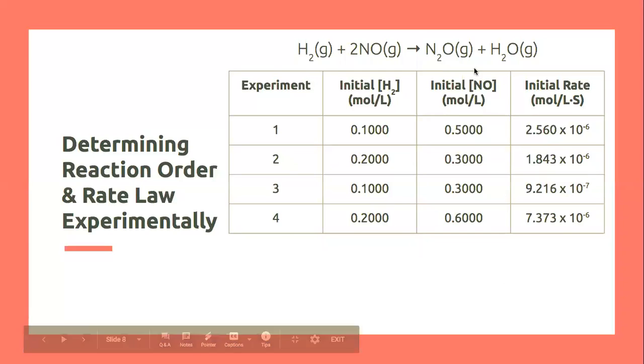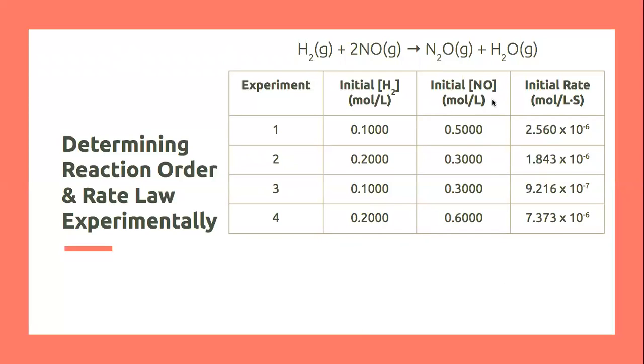Here's our initial concentration of our reactant NO. Experiment 1 was the only time we see a concentration of 0.5000 moles per liter. Otherwise, we've got 2 reactions where we've got the same concentration, and we've got a third that has a different one. And here is our initial rate.